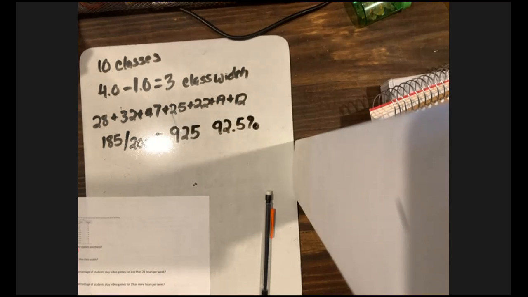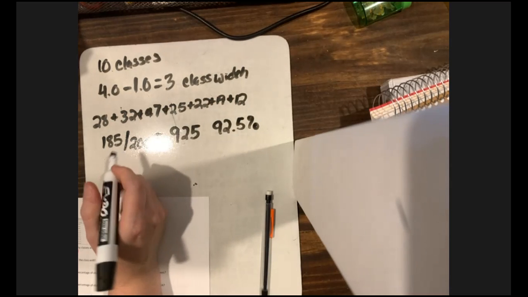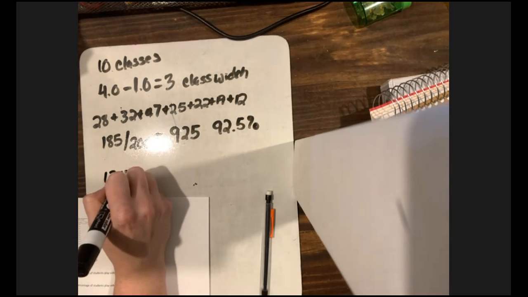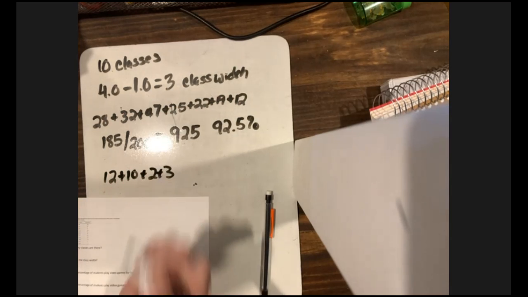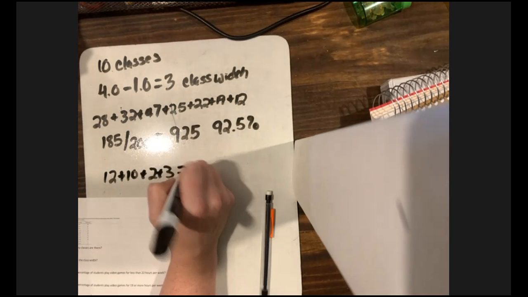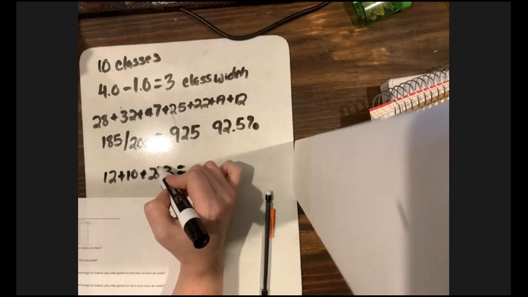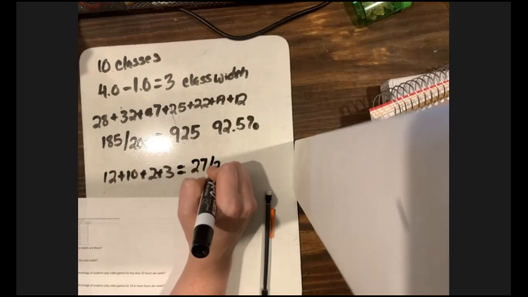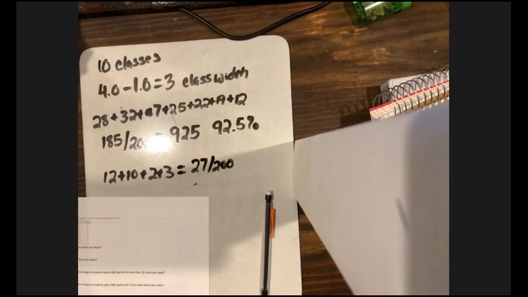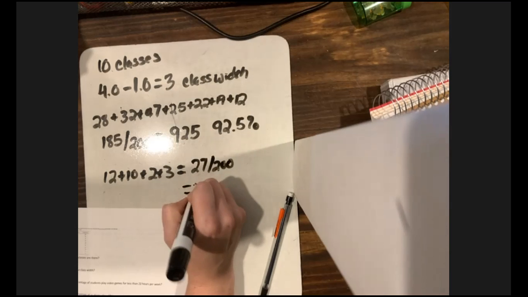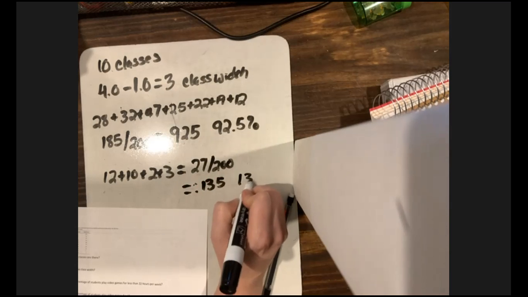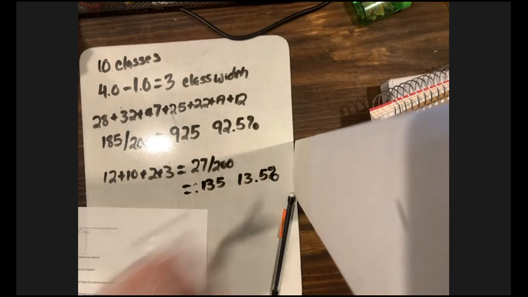Now, the next one asks what percentage of students play video games for 19 hours or more. So I'm going to look at the 19 to 21.9 category and add 12, 10, 2, and 3. So I'm adding up those last categories. When we add that up, 22, 23, 24, 27. Again, out of 200. And that's going to give us the decimal 0.135, which is 13.5% if we're looking at that. Okay.